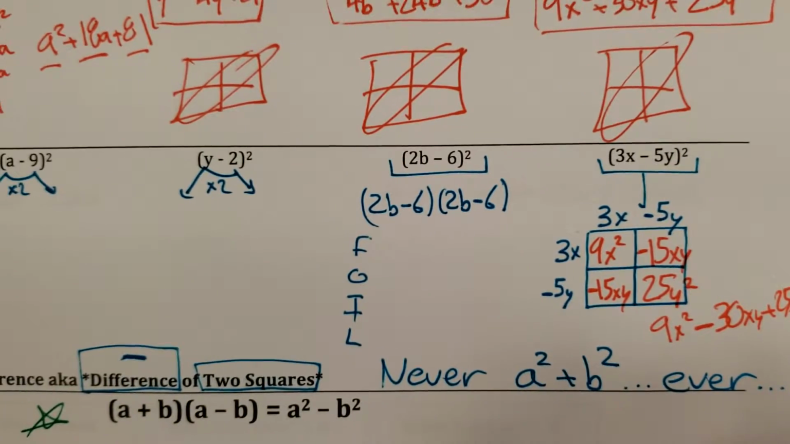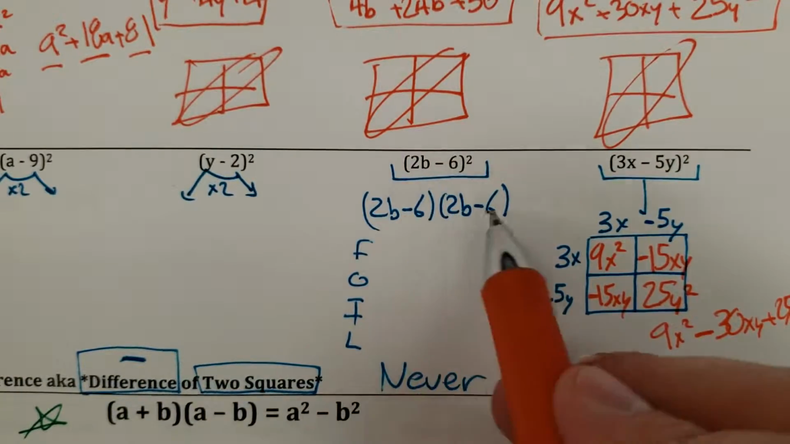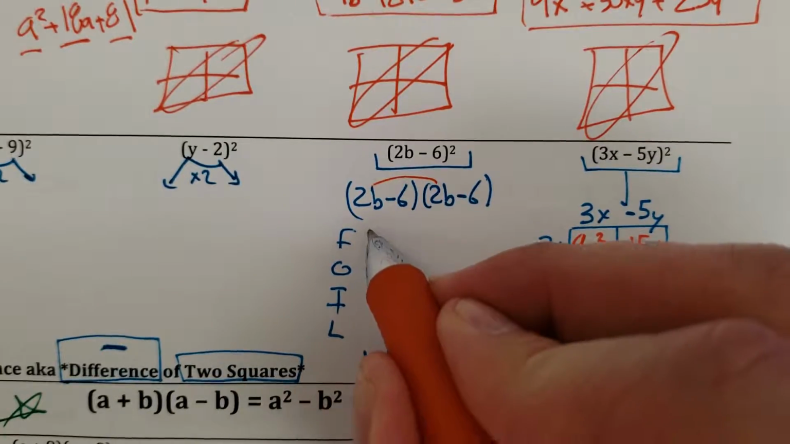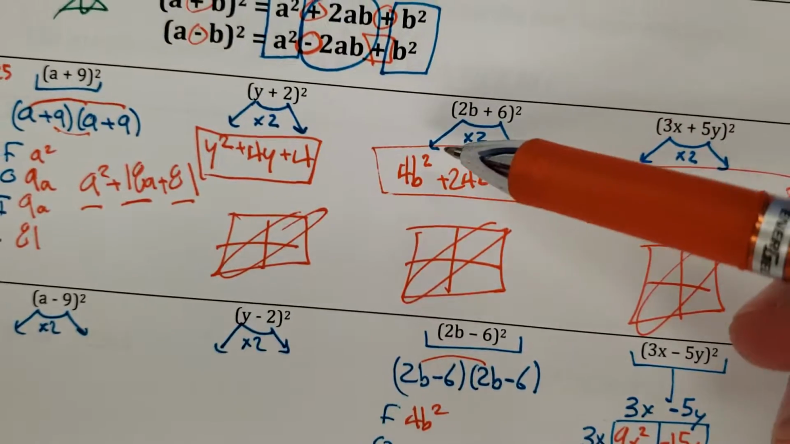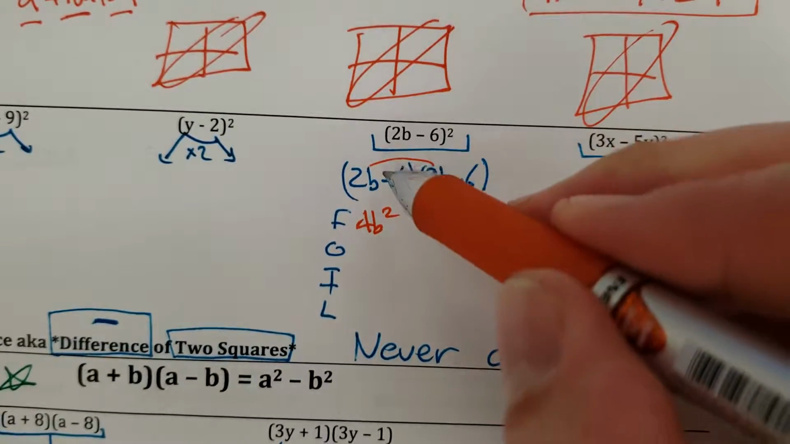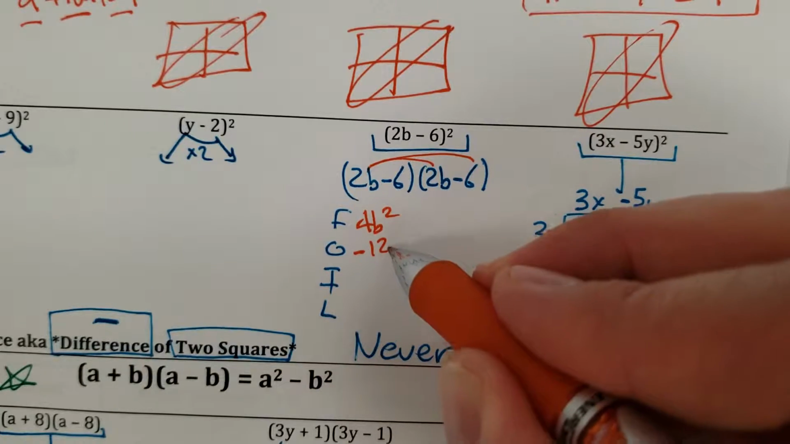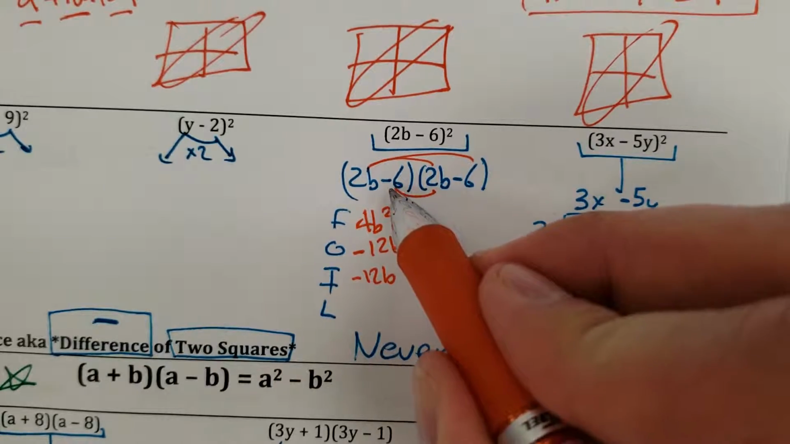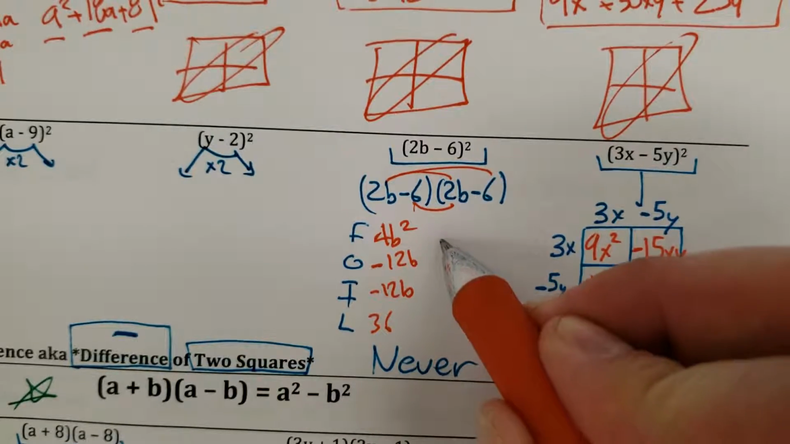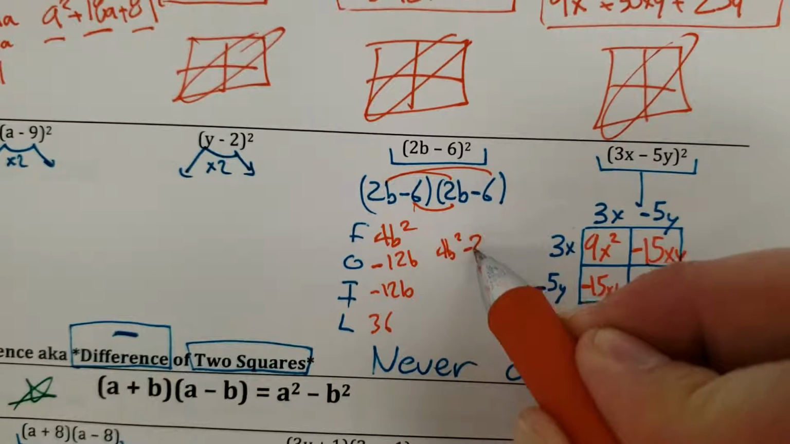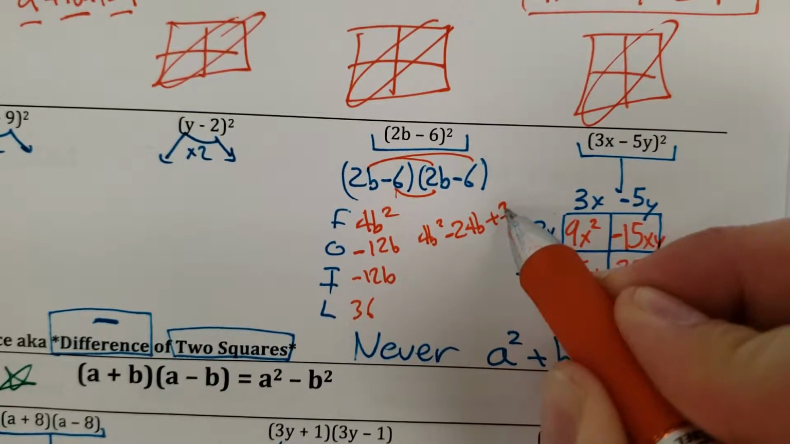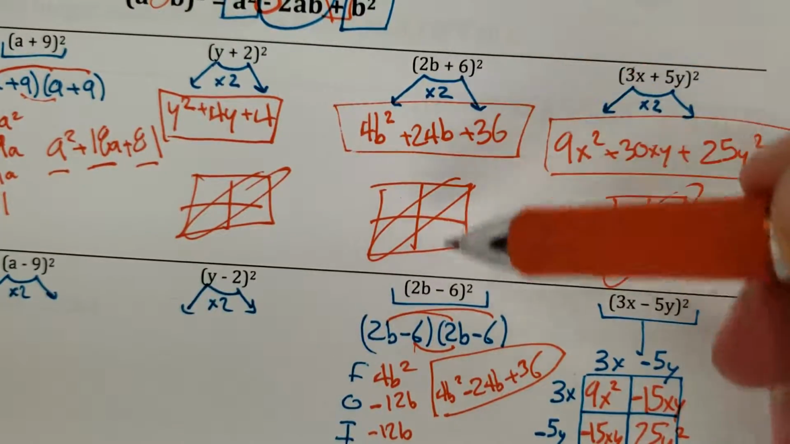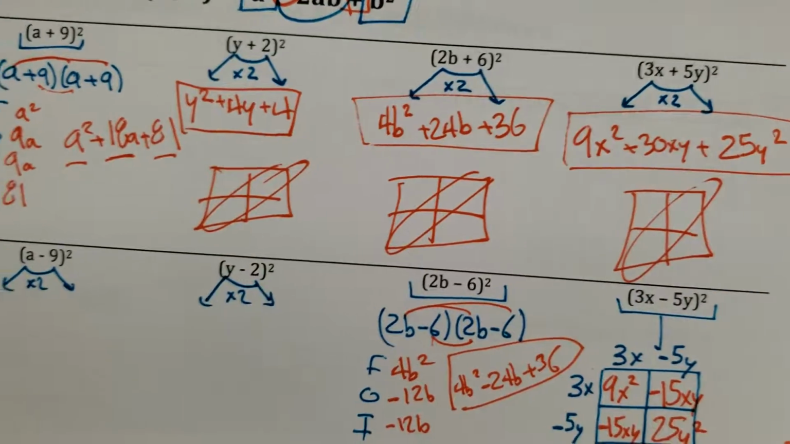Okay, there you go. So here, let's do the FOIL method. Here we go. 2b minus 6 times 2b minus 6. That's what squared means. Okay, so 2b times 2b would be a 4b squared. That's where I got the 4b squared from, because you have to take 2b times itself. Outside, negative 12b. Inside, negative 12b. Hey, there's my double combos. Negative 6 times negative 6 is a positive 36. 4b squared minus 24b plus a 36. So notice it's almost the exact same thing up here. Plus, plus, minus, minus. You always end with a positive square.